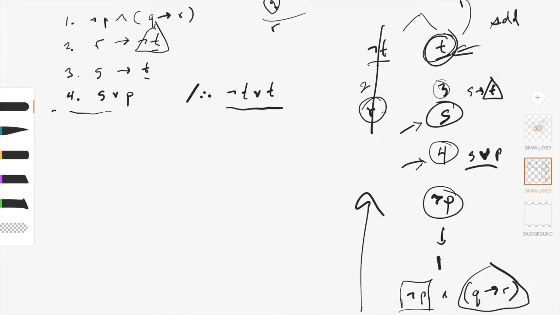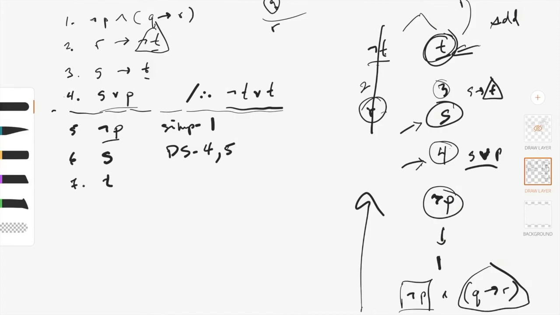So what's our first move? Again, above this dotted line are the premises. So on line 5, we're going to derive not P, and we're going to get that by simplification on line 1. Good. On line 6, we're going to do disjunctive syllogism with line 4 and derive S. And what's the rule here? It's 4 and 5, because we have two premises, one like this, one like that. And then on line 7, we're going to derive T. And how did we do that? That's modus ponens applied to line 3 and 6.